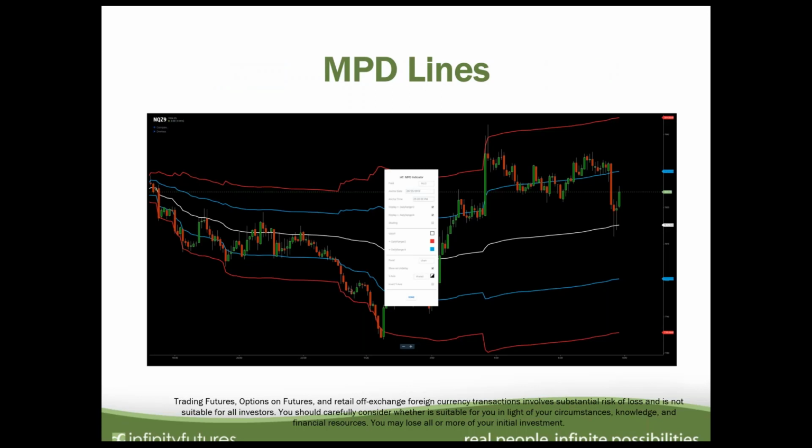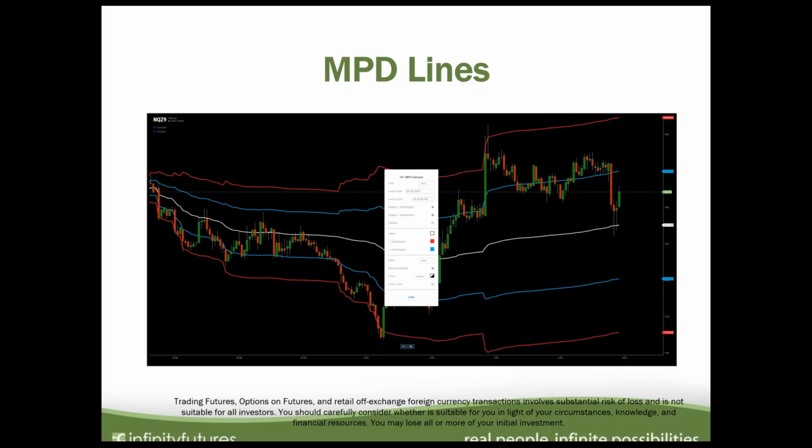All right, now MPD lines. We're going to go into greater detail about this, but this is basically what MPD lines look like. You have a VWAP in the middle. That's the white line. You can customize the colors. Then you've got lines at the top and the bottom, in red. That's called the maximum permissible deviation, and then you've got these blue lines in between those two levels.